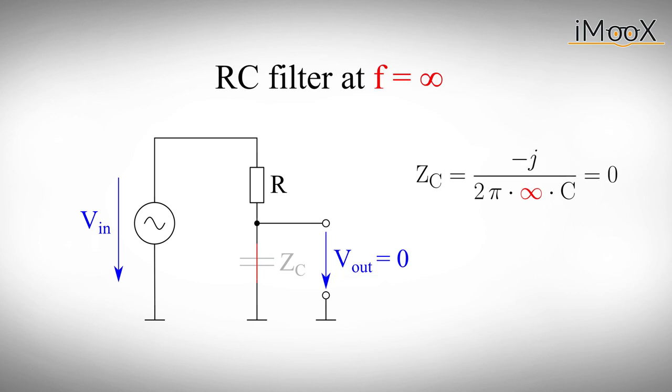For the other extreme, if the signal frequency is close to infinity, the impedance of the capacitor will drop to 0. We can therefore think of the capacitor as a short circuit. The output voltage is pulled to ground and will therefore be 0.